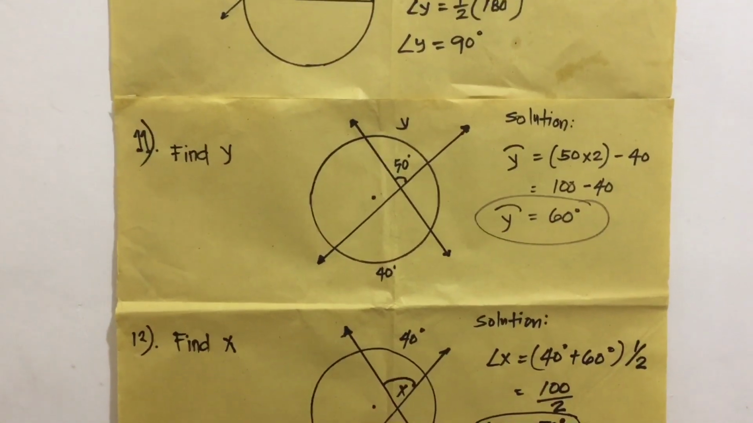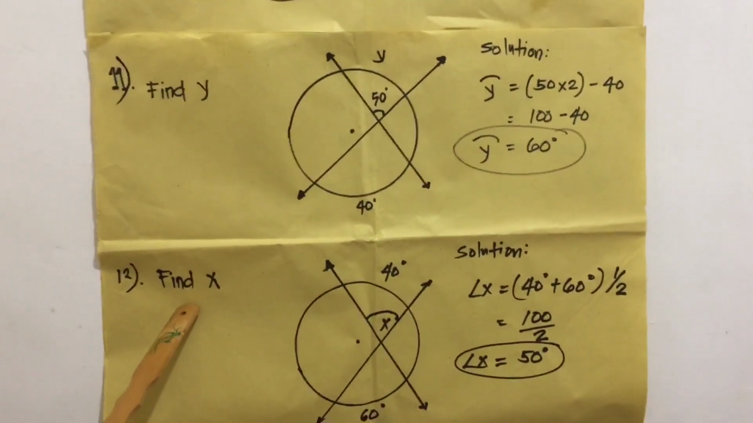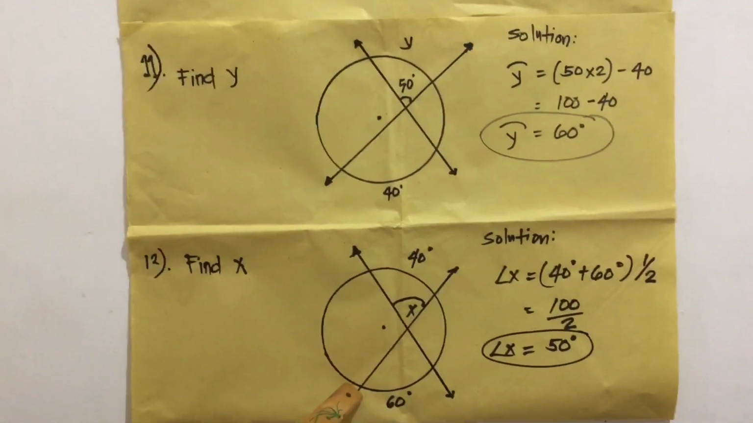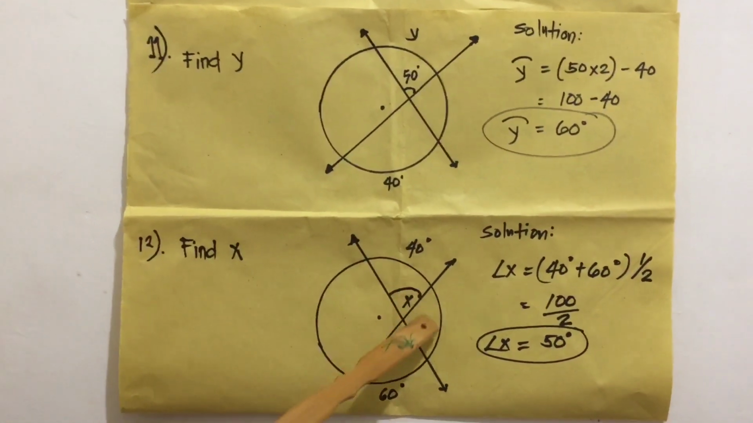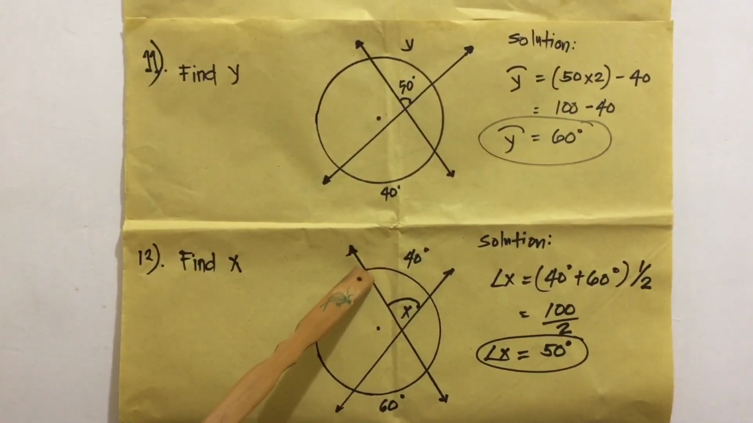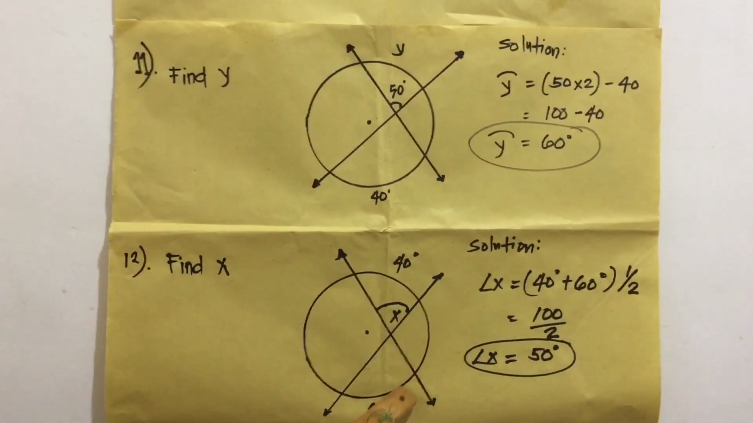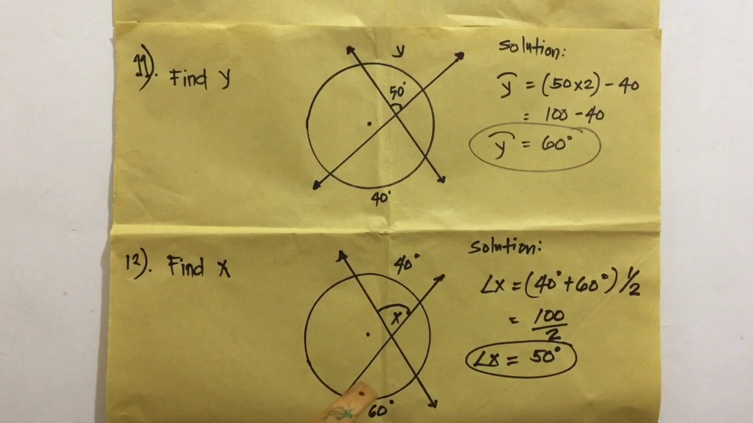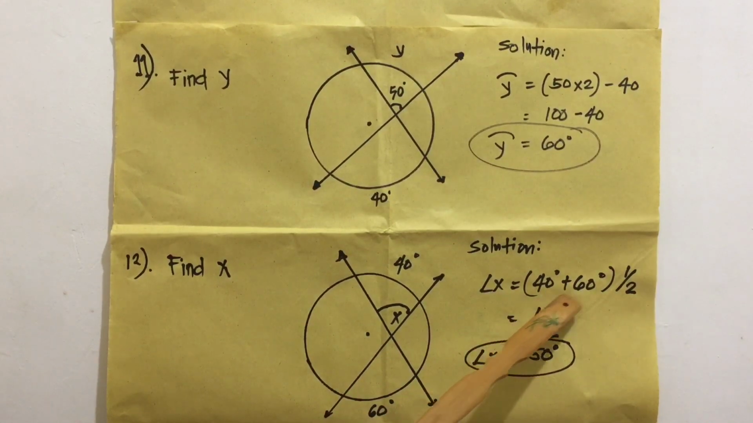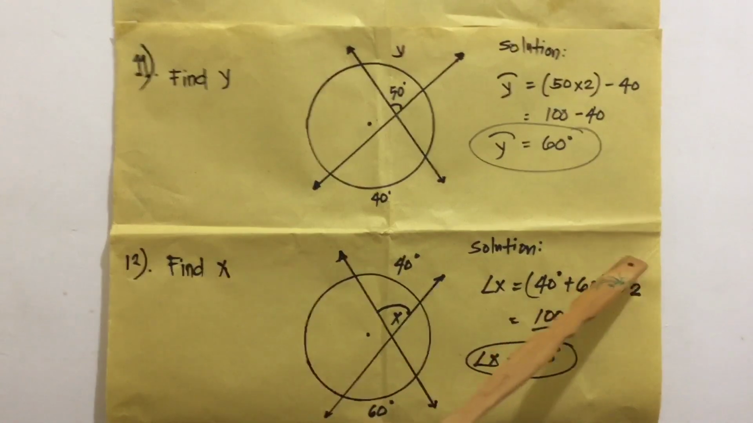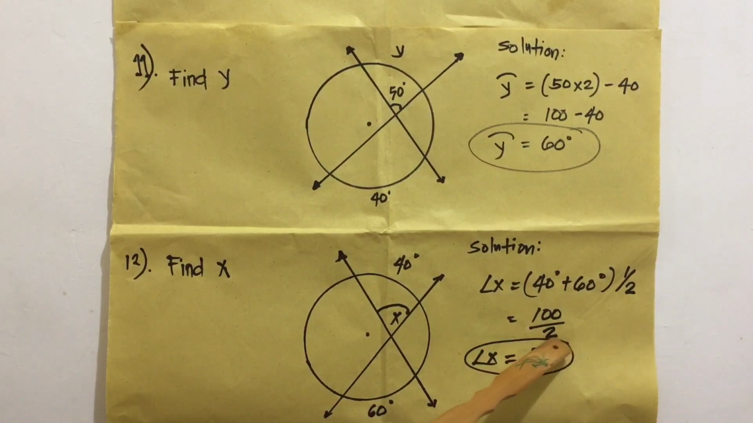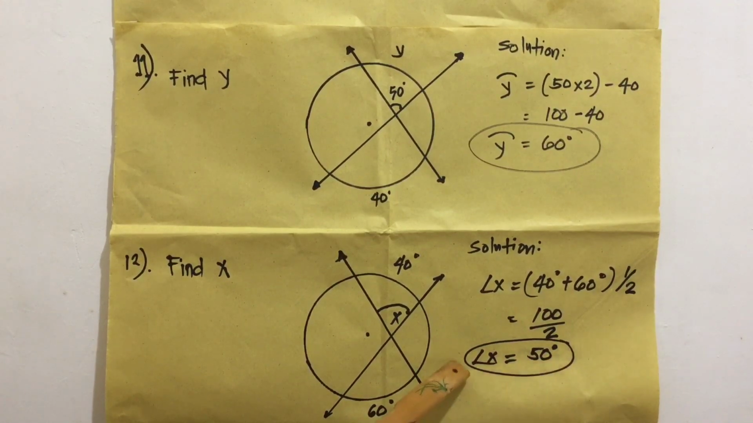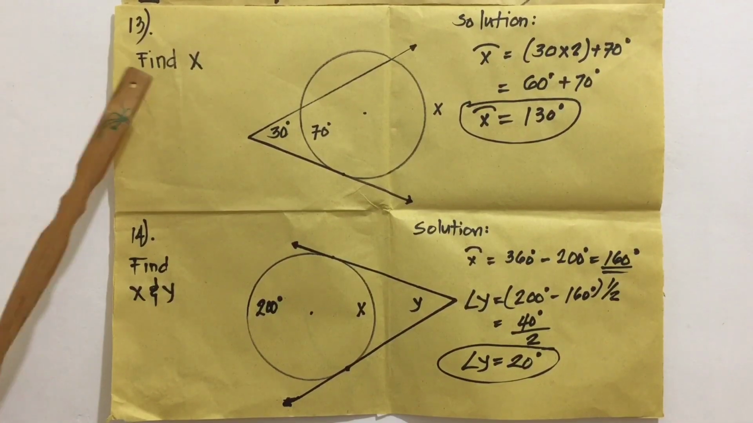Next, number 12, find x. We're going to look at the given figure again. We have two secant lines, and we're going to find this angle x. The given is the intercepted arc 40 and also intercepted arc 60 degrees. Our solution is angle x equals 40 plus 60. We add the two arcs, then multiply by 1/2. So 40 plus 60 equals 100, divided by 2 equals 50 degrees is the measurement of this angle x.